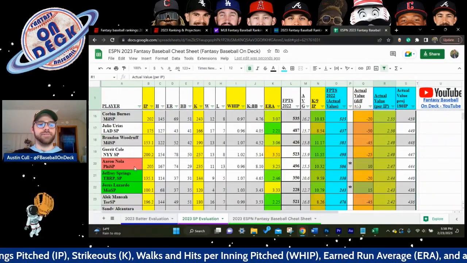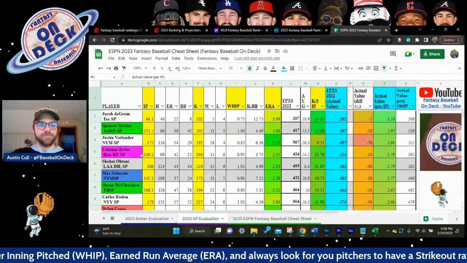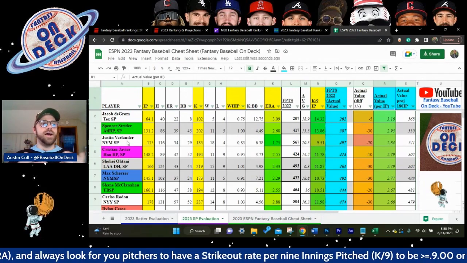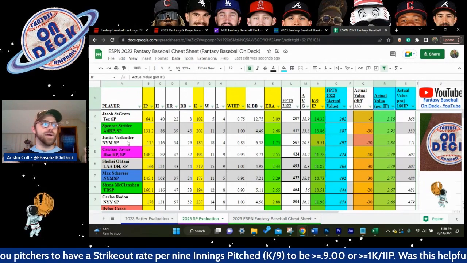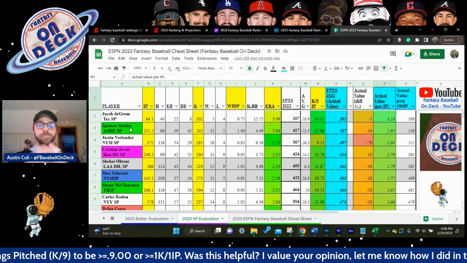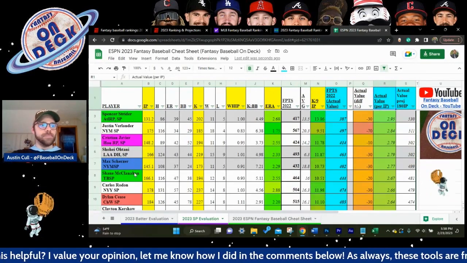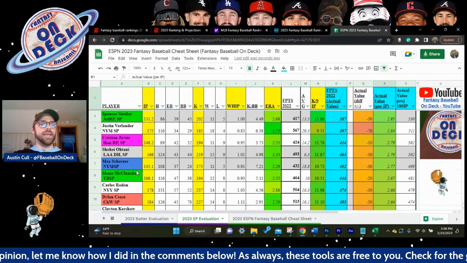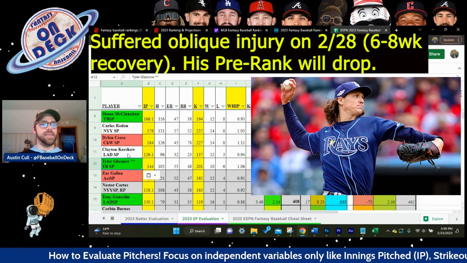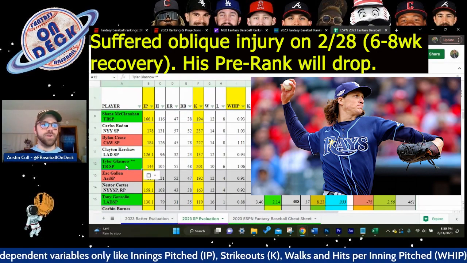Tony Gonsolin and Jeffrey Springs down here, as well as Jesus Luzardo, you can see how productive they are and how lowly rated they are. So really uncovering some real hidden value because of X, Y, and Z that you can't see through a box score. I already said Spencer Strider is the second most productive player per inning in all of baseball. He's currently ranked at number 30. It's a great value. Shane McClanahan is ranked at number 25, but was the seventh most productive player per innings pitched. Tyler Glasnow is the 11th most productive player in this category, but is ranked 46th.